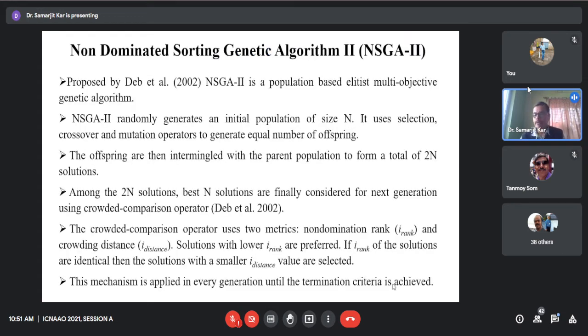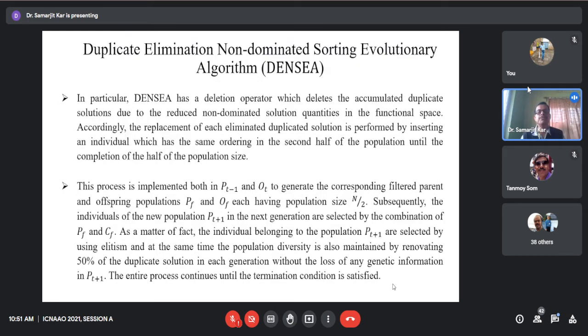So here we use two different non-dominated sorting algorithms. I am not going into the detail of that because this is well known, so I just skip this part.